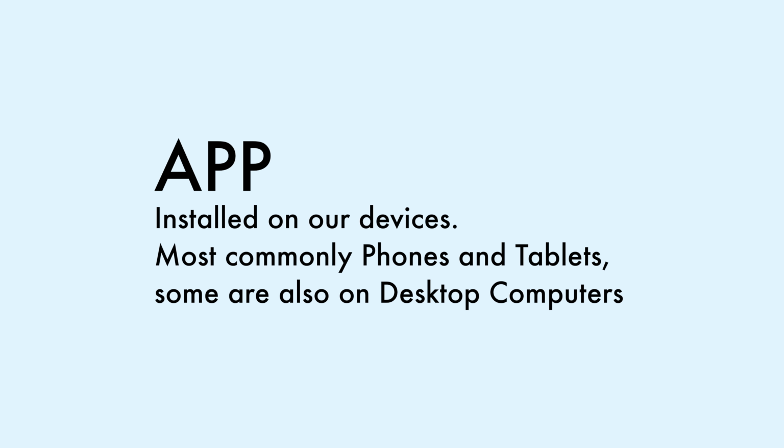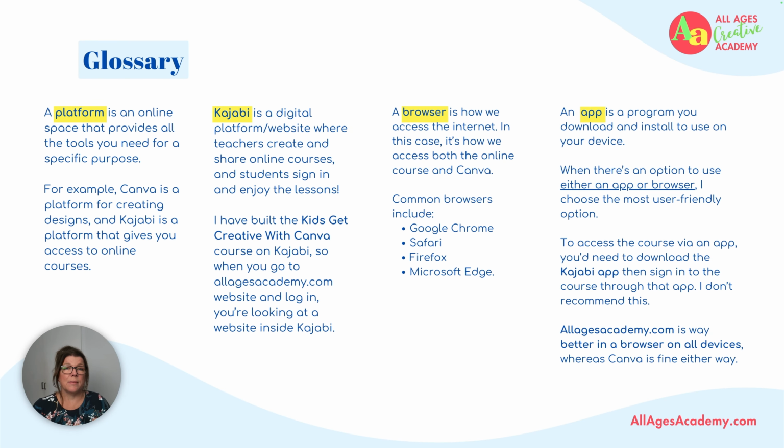An app is a program that you install on your own device. We're used to having apps on the phone or on the iPad. You can also get some apps for desktop and laptop computers. We can use Canva either through a browser, logging in through, for example, Chrome, or using a Canva app, which is installed on our computer or device. In the case of Canva, they both work really well.